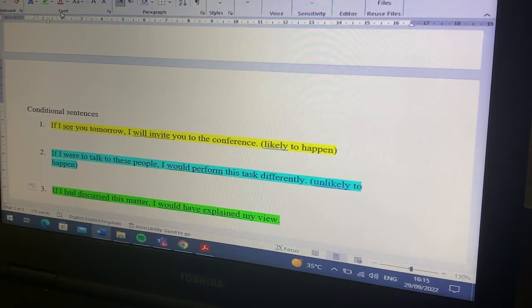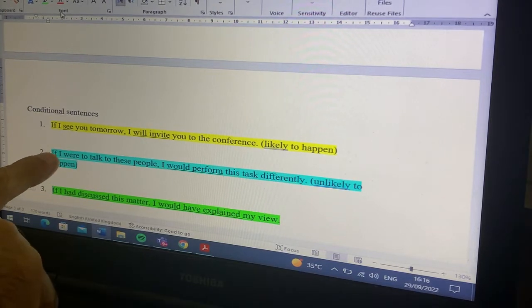In the second one, however, if I were to talk to these people, I would perform this task differently. Here, if I were to talk to these people, it means it's very unlikely that I will be talking to these people, and that is implied in the word were. You don't say if I was, you say if I were, because it's impossible.